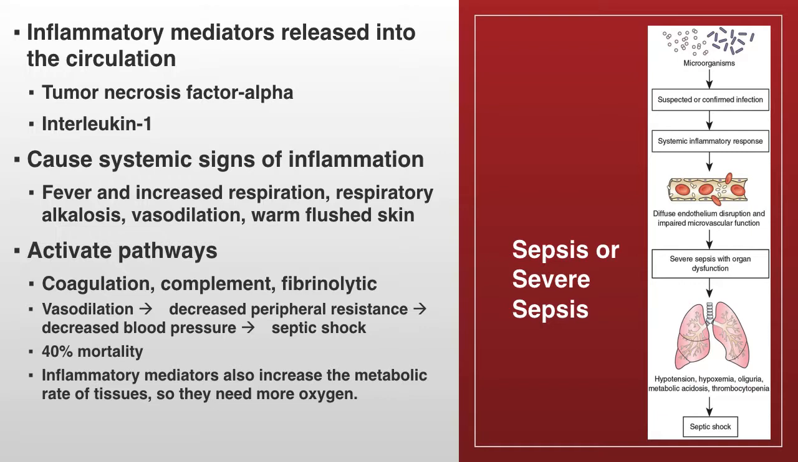They can also lead to vasodilation, which leads to decreased peripheral resistance, decreased blood pressure, and we get what we call septic shock. There is a 40% mortality for patients that go into septic shock. The inflammatory mediators also increase the metabolic rates of the tissues so that they need more oxygen at the very time when they have the least amount of blood flowing to them because of that vasodilation.